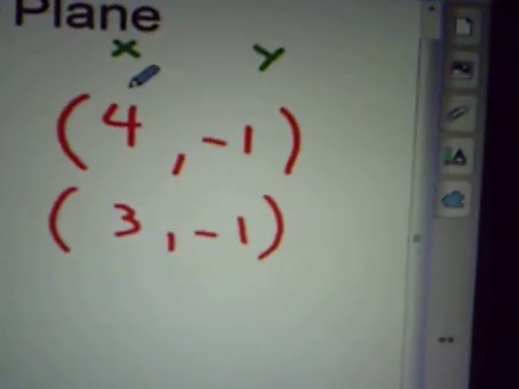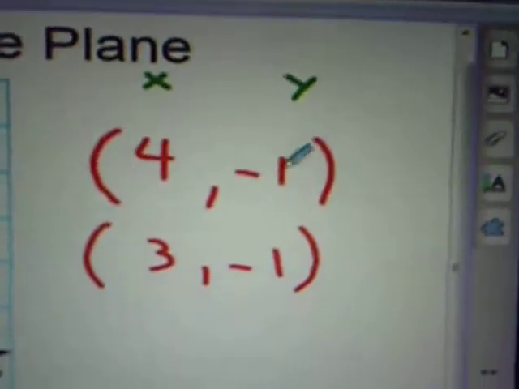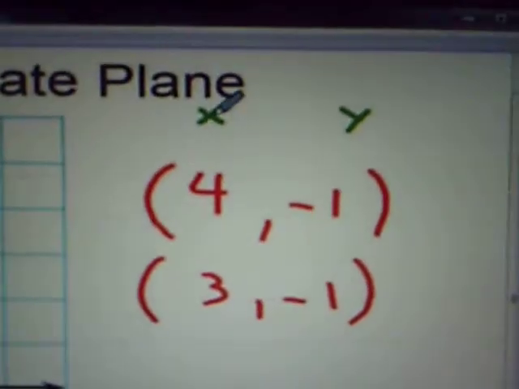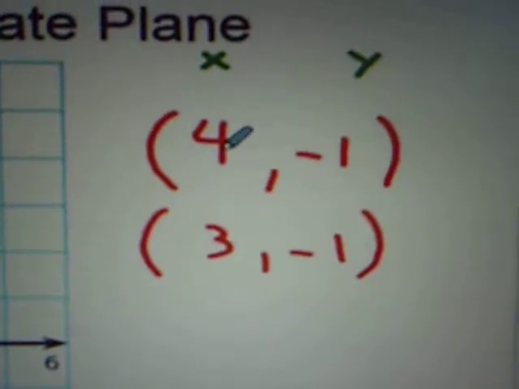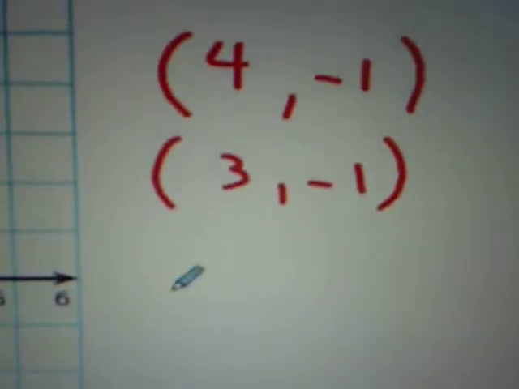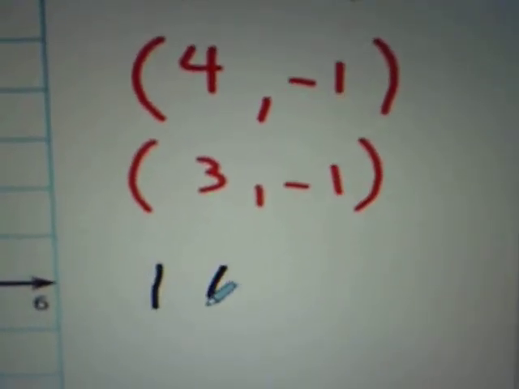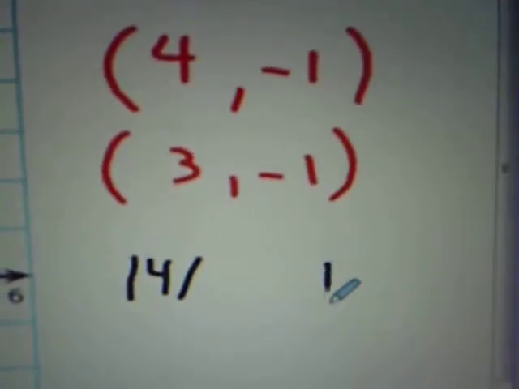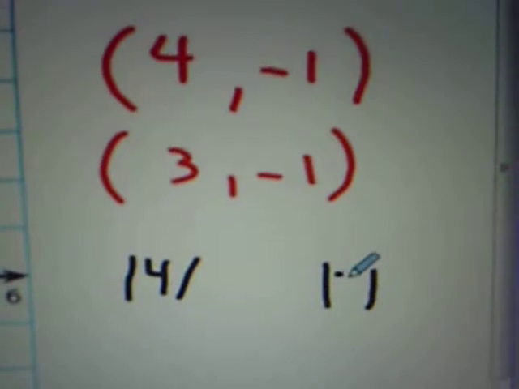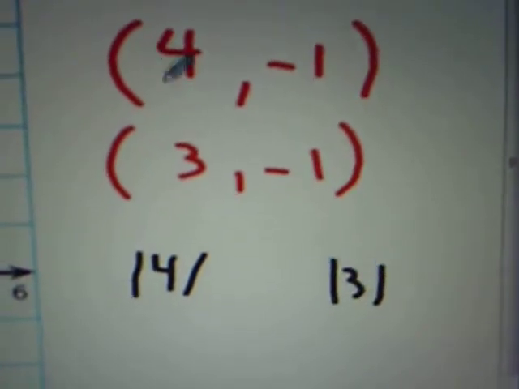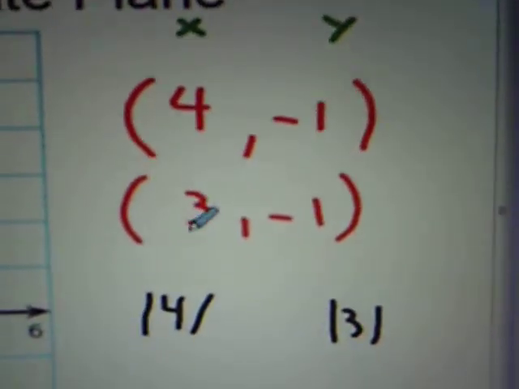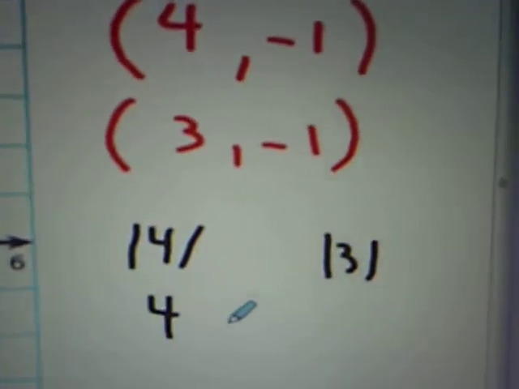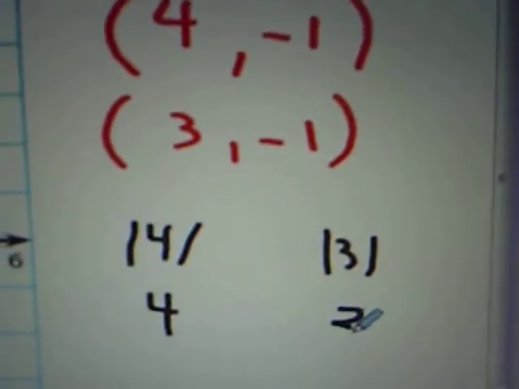First, look at the ones that are different. In this one, the y points are the same. They're both -1. It's the x points that differ. This one's a 4, this one's a 3. So we must find the absolute value of both of those. Absolute value of 4 and the absolute value of 3. I just got those numbers from the x points. Absolute value of 4 is 4. Absolute value of 3 is 3.